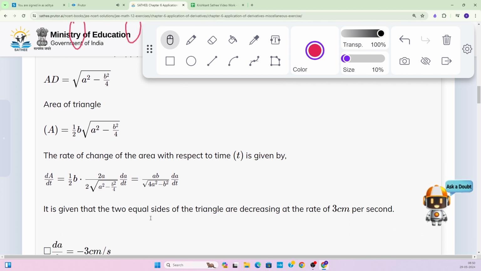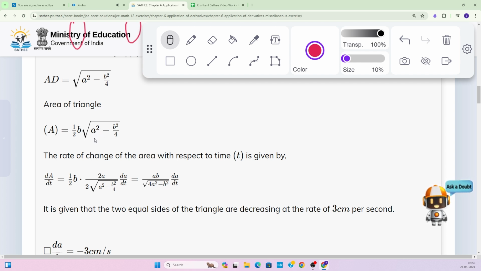Now we want to know the change of area of the triangle with respect to time. Now find dA by dt. Now dA by dt will be what? dA by dt will be half B root.